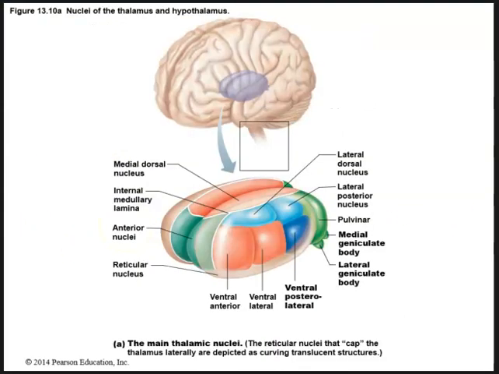Then here we can see the different nuclei within the thalamus. We have the lateral dorsal nucleus, medial dorsal, the medial and lateral geniculate bodies, VPL, ventral posterior lateral, ventral lateral, ventral anterior. Luckily you don't have to know what all of these nuclei do. Just know that they're basically named for where they are located within the thalamus. It looks like an egg, an egg-like structure, and between the two is where you can find the third ventricle.